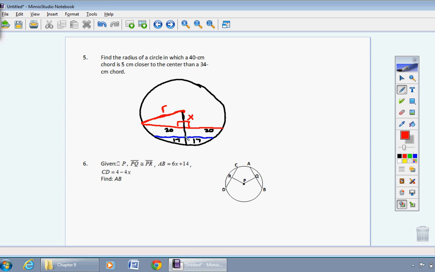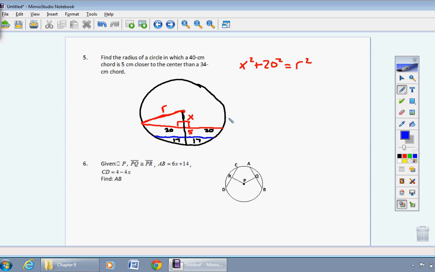That means that this part is 5 centimeters further away. So I know that the distance between the red chord and the blue chord there has to be 5. So now I can set up a few equations. One of them is I can use this red triangle up here, and I can use the Pythagorean theorem and say x squared plus 20 squared is going to equal r squared. That's the first thing.